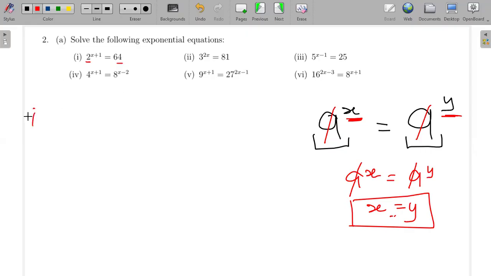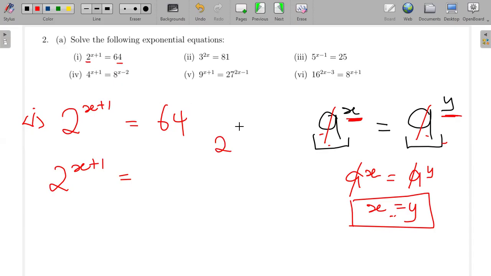So the first one, we have 2 to the power x plus 1 is equal to 64. So here we want to make this 64 a 2 to the power something so that the bases are the same. We cancel them and then we can equate the what? The powers. So it turns out that 2 to the power x plus 1 is equal to, so this 64, you should try it out on your calculator. It's the same as 2 to the power 6. Okay, so I'll write 2 to the power 6 here.